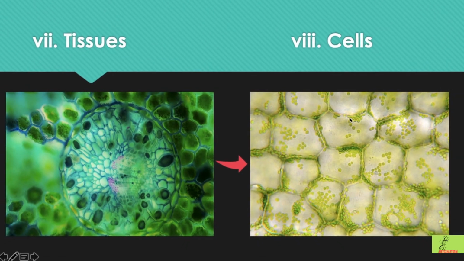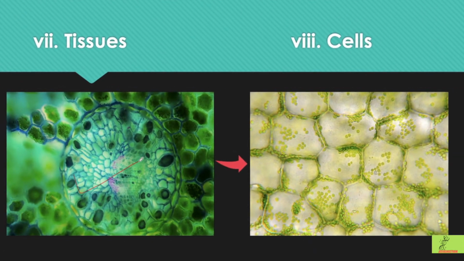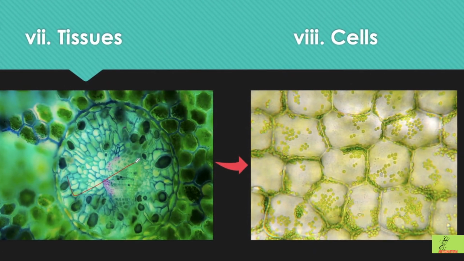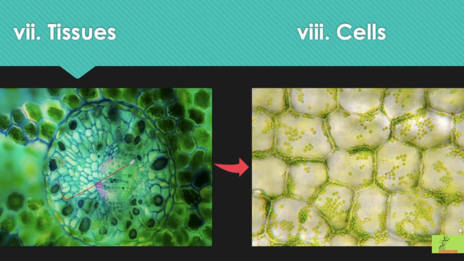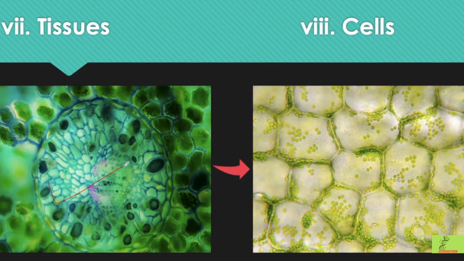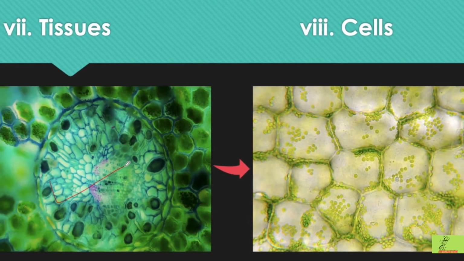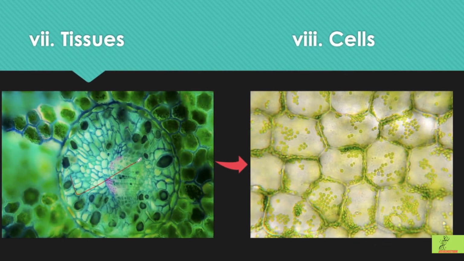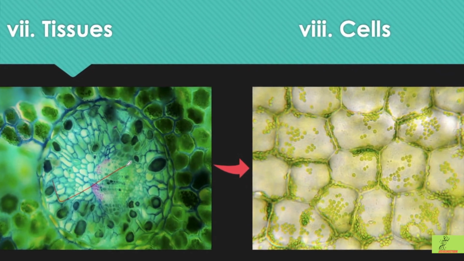The seventh level is tissue. Tissues are made up of cells. Each tissue is a group of cells that work together and perform a specialized function. The leaf shown here has been cut on an angle. You can see the microscopic view of the leaf.